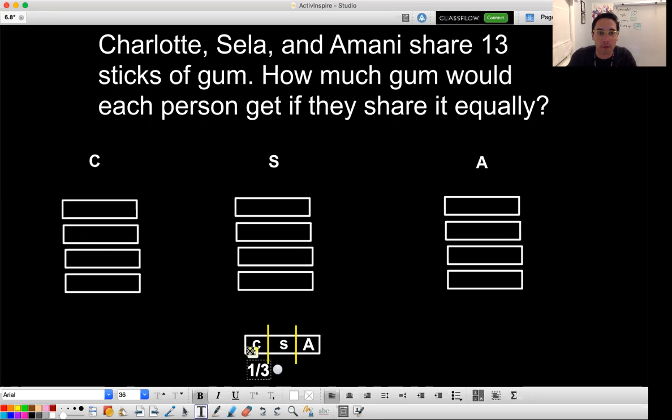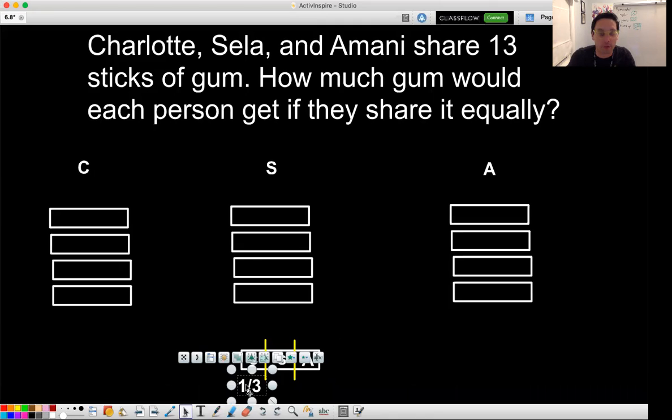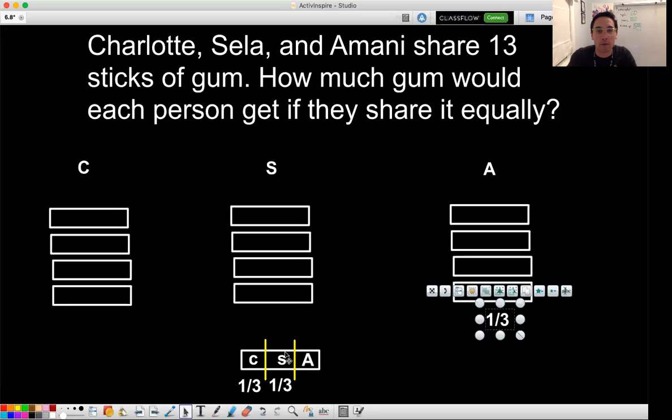3. So Charlotte gets 1/3. Seela gets 1/3, and Amani gets 1/3. So they end up each getting, move those also, 4 1/3 pieces. Better than just getting 4, so it was worth the split.